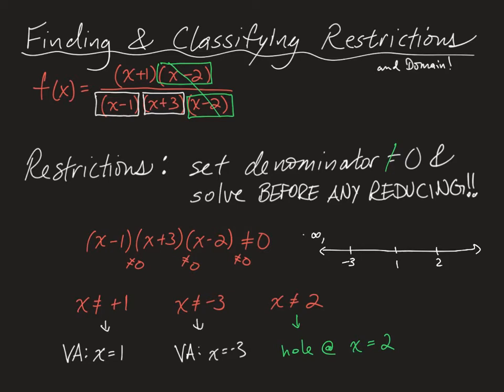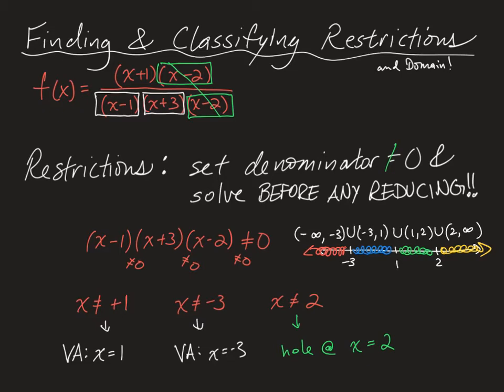So negative infinity to negative 3 would be the first part of the domain. Essentially, we're just writing intervals that are between all of the restrictions. So this would be negative 3 to 1. This would be 1 to 2. This would be 2 to infinity. Right, so everything to the left of negative 3, everything between negative 3 and 1, everything between 1 and 2, and everything to the right of 2. But once again, if you have all these different intervals, you string them together with unions.